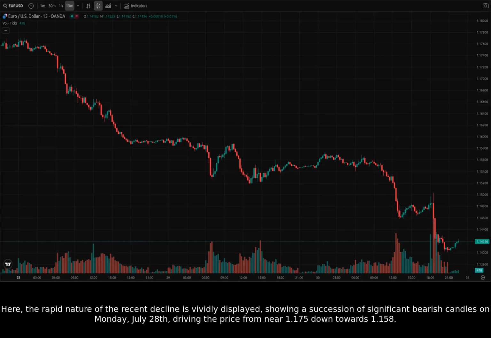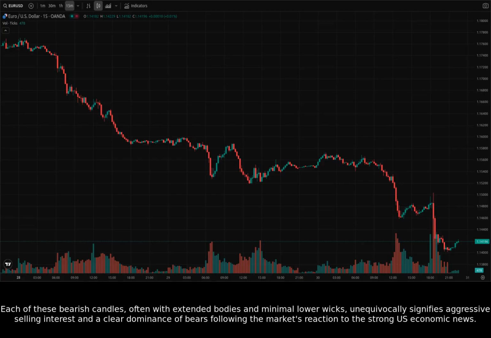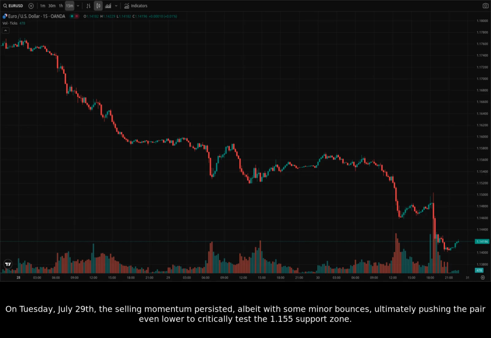Here, the rapid nature of the recent decline is vividly displayed, showing a succession of significant bearish candles on Monday, July 28th, driving the price from near 1.175 down towards 1.158. Each of these bearish candles, often with extended bodies and minimal lower wicks, unequivocally signifies aggressive selling interest and a clear dominance of bears following the market's reaction to the strong U.S. economic news.